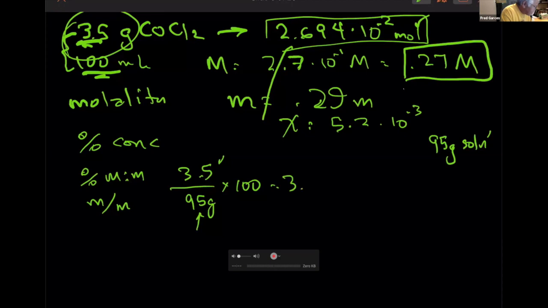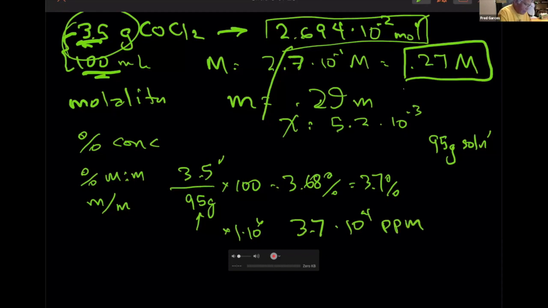This is a 3.68% or 3.7% solution. Guess what? If I take this and I multiply by 1,000,000, okay, I take that number, 3.5, divide by 95, and multiply that number by 1,000,000, then I've got 3.7 times 10 to the 4th ppm. That's what you guys should get. And if I multiply that by 1,000,000,000, okay, then that's 3.7 times 10 to the 7th ppb. And that's all you're doing in expressing these things in ppm or ppb, is you're changing this multiplier right here from 100 to 1,000,000 or 1,000,000,000. It's that easy. Okay, it's that easy. So don't make it harder than it is.